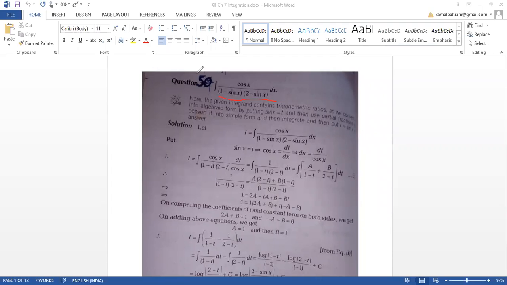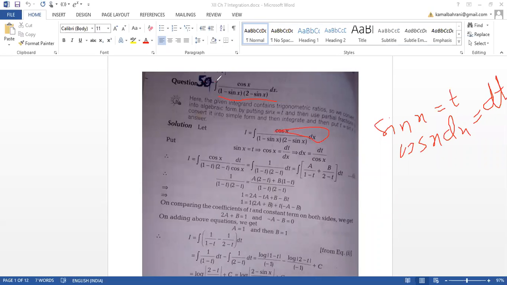So what we will do, we'll substitute sin x equals t. If we substitute sin x equals t, we will get a very easy partial fraction. If we put sin x equals t, you will get cos x dx equals dt. So this cos x dx will be written as dt.